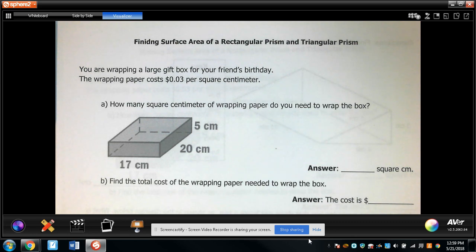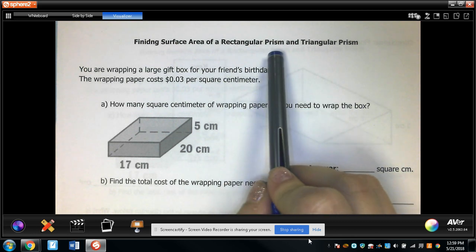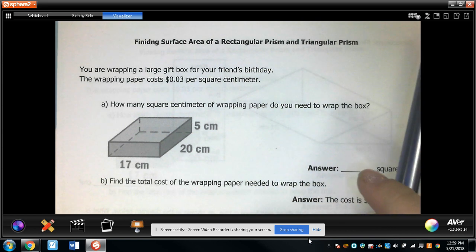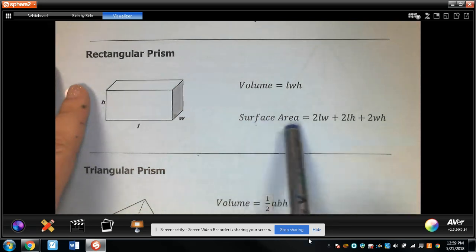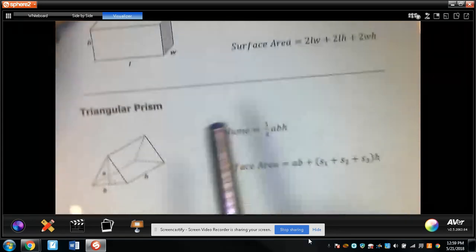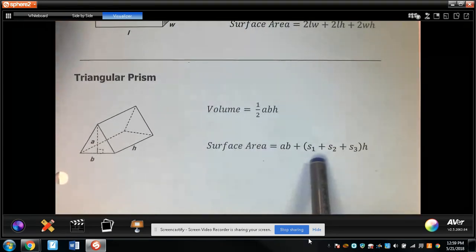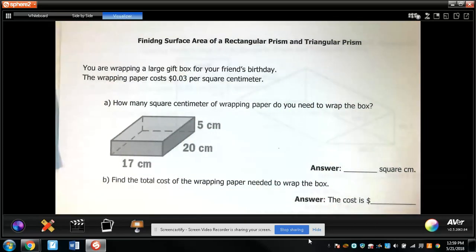Okay, in this video I'm going to be doing problems that ask me to find the surface area of a rectangular prism or triangular prism. And as usual, I have my reference sheet right next to me so that I can look at the surface area formula for a rectangular prism or the surface area formula for a triangular prism. So I'm going to start with my first one.